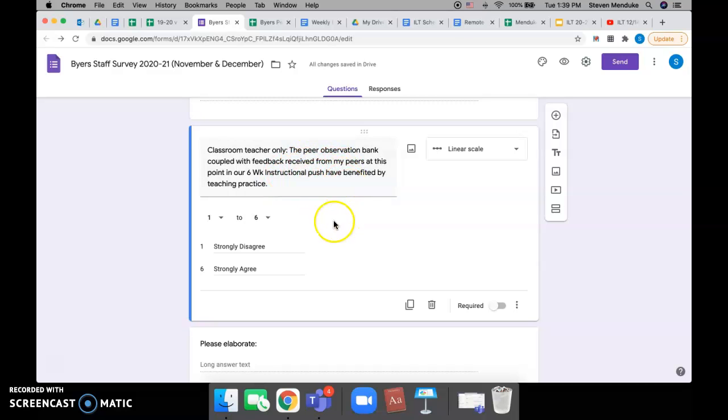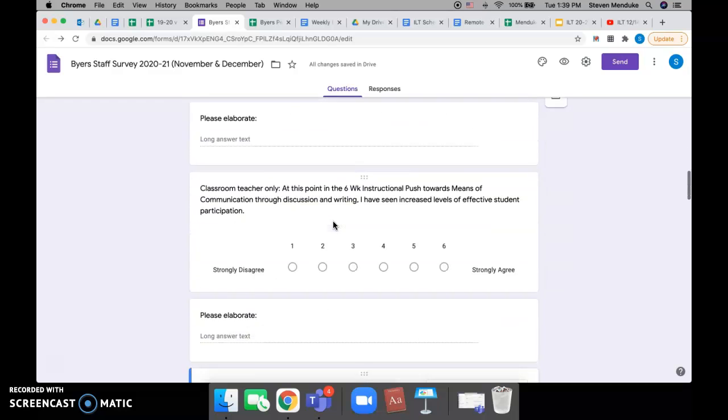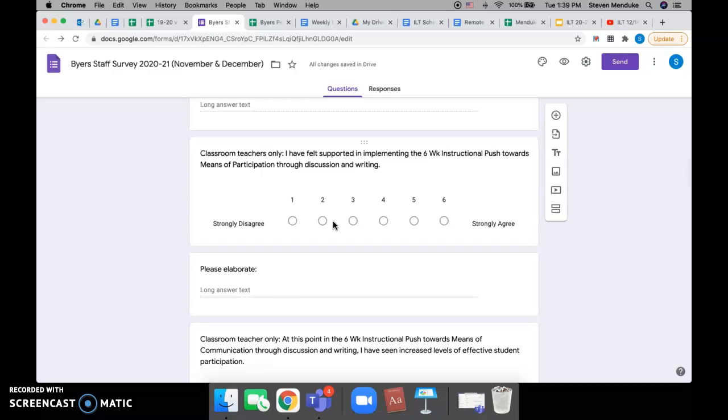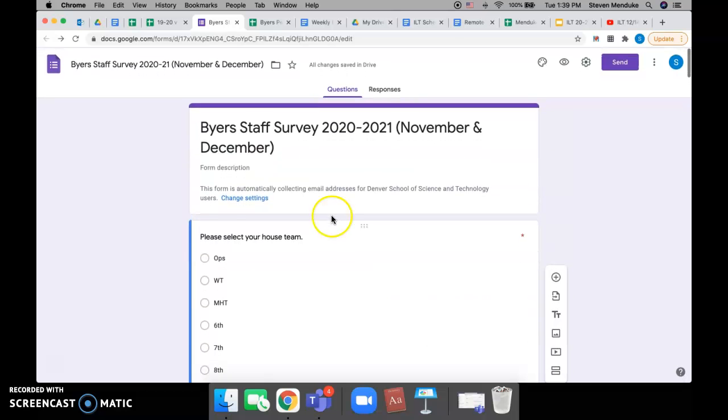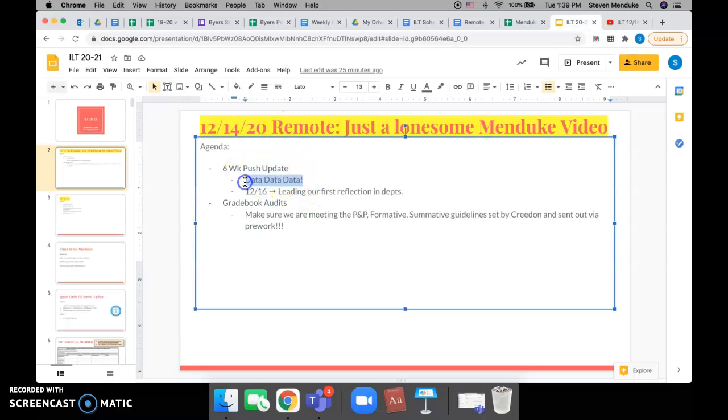Question here about the peer observation bank, and that's it. So there's these 3 main questions here for teachers to answer in regards to our 6-week push. We'll also obviously be using that as a data point as well. So that is really it in terms of data for our 6-week push update.